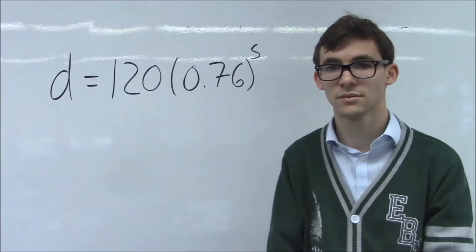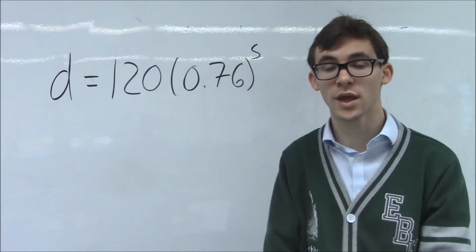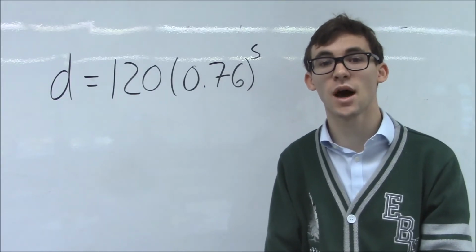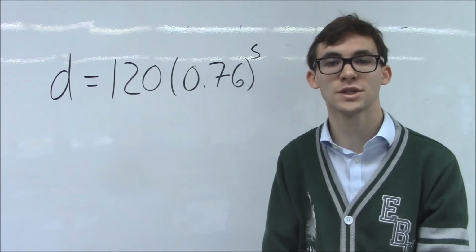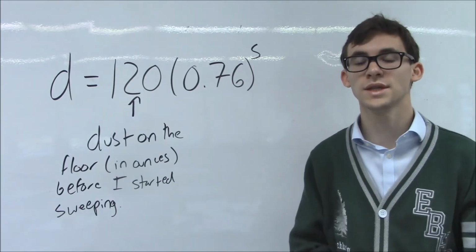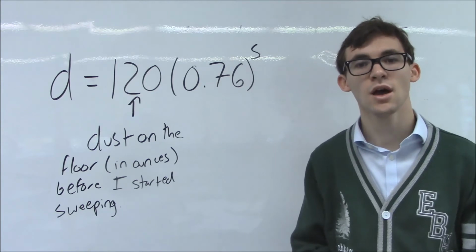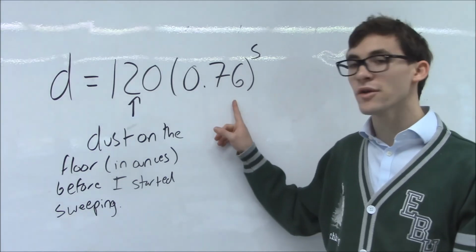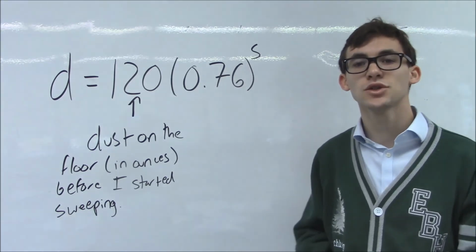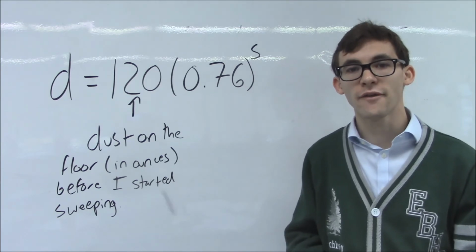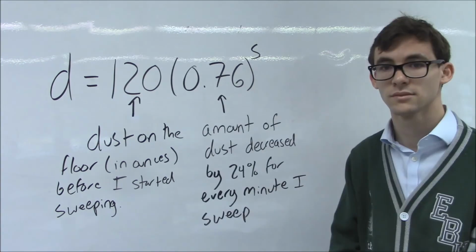And come back together in 3, 2, 1, time. In this case, the 120 represents the amount of dust that was on the floor before I started sweeping. The 0.76 in this case represents that the amount of dust decreased 24% every minute I spent sweeping.